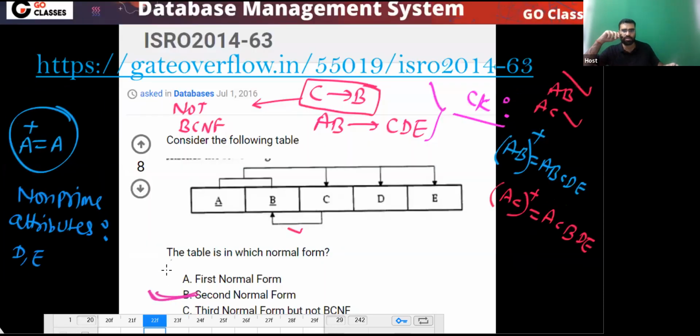Okay, so for this question, you can notice which normal form. This is in second normal form also. Okay, so you can notice AB determines CDE and C determines B. Okay, so AB can determine everything. AC can determine everything. What about BC?